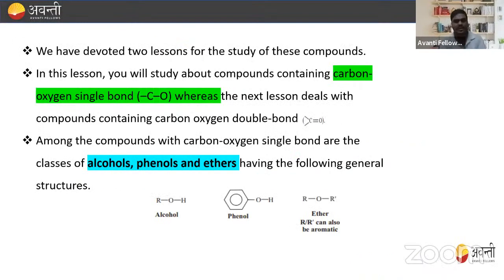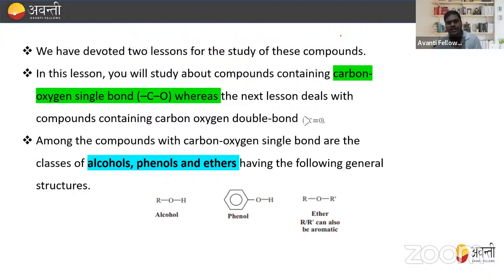Basically, what do we mean by the terms alcohol, phenol, and ether, and how will you classify the organic compounds containing oxygen? We have devoted two lessons to the study of these compounds. In this lesson, you will study the compounds containing a carbon-oxygen single bond, whereas the next lesson deals with the compounds containing a carbon-oxygen double bond, as we see here, that is either aldehyde, ketone, or carboxylic acid.